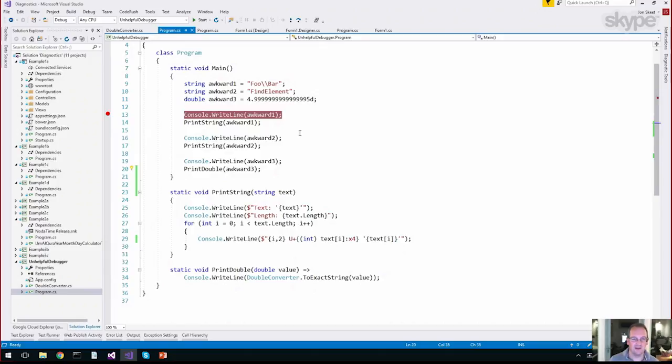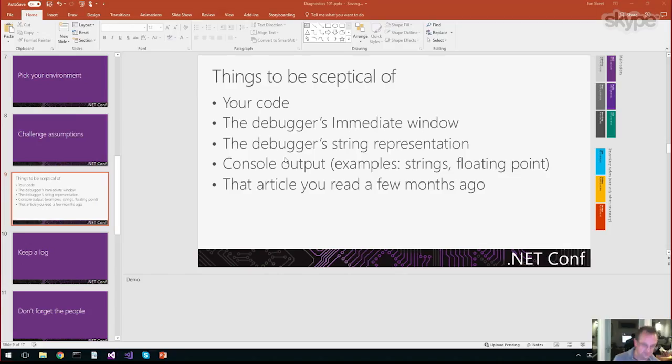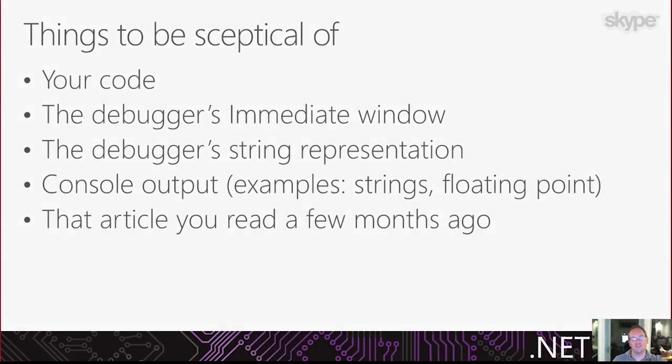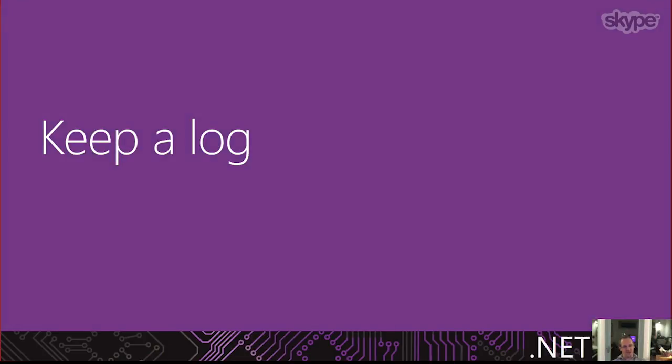Okay, so let's get back to the PowerPoint at this point and see the fourth technique. After we've worked out things that we're skeptical of, and the last bullet point here of that article you read a few months ago, that could also be your team lead saying that it's a bad idea to do something, but without really wanting to explain why. Generally, if I can't put my hands on it, then I'm not going to believe it's true. Okay, fourth area is keeping a log.